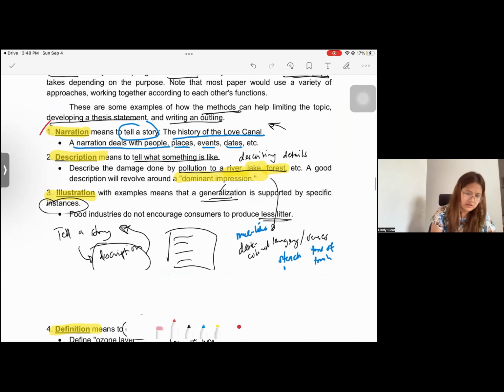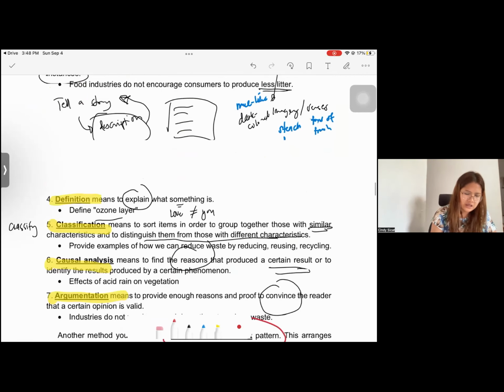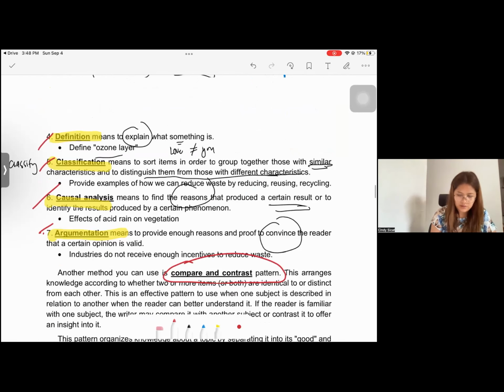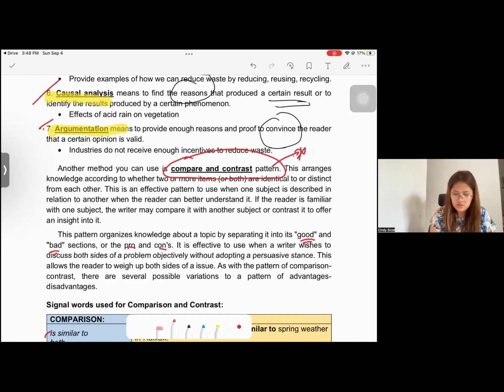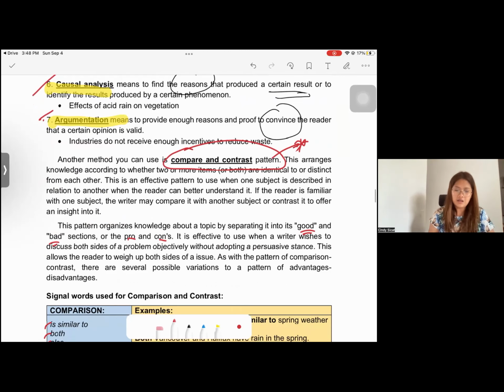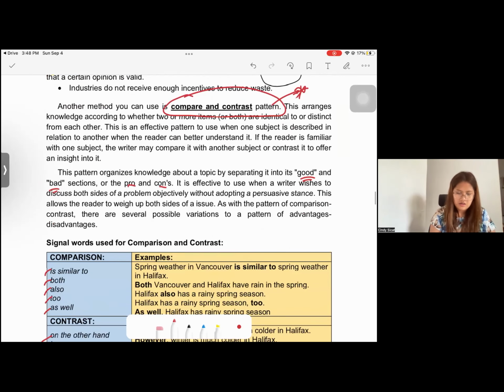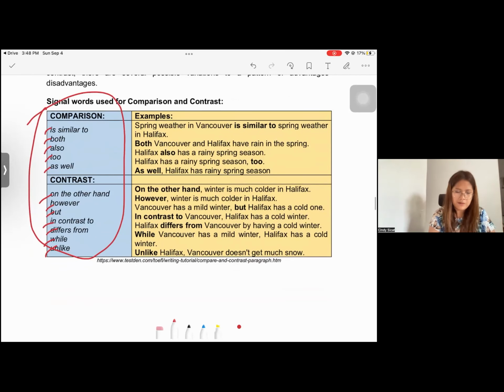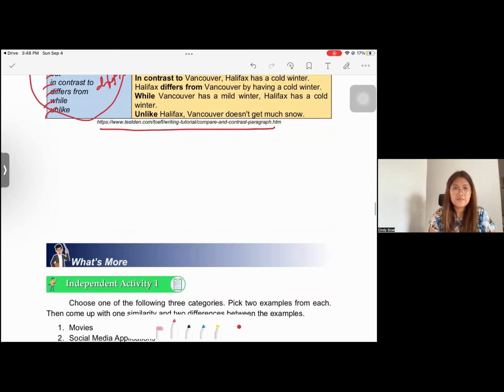We could narrate, we could describe, we could illustrate, we can define, classify, make a causal analysis, or make an argumentation. But of course, we can also use comparison and contrast. And by doing this, we can consider the following signal words, okay? So comparison, you look into the likeness, similarities; contrast is differences, okay? So this is the source of the module.